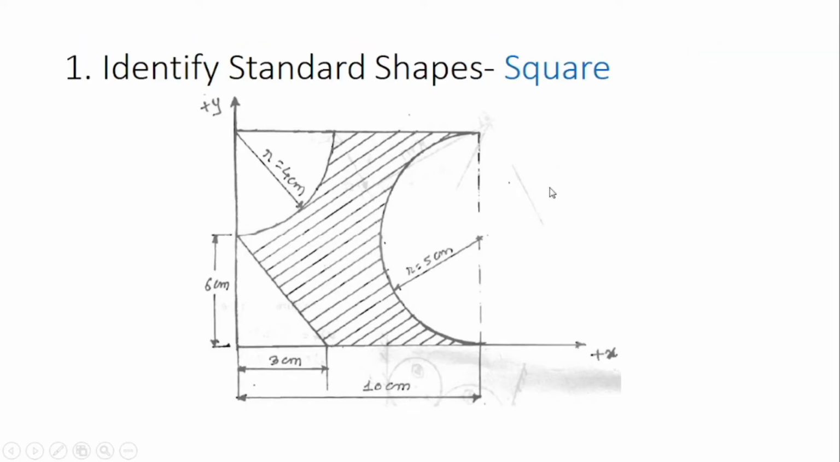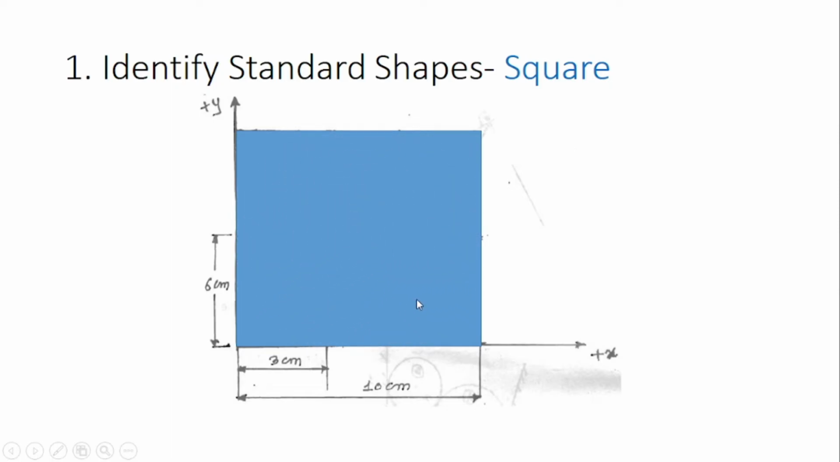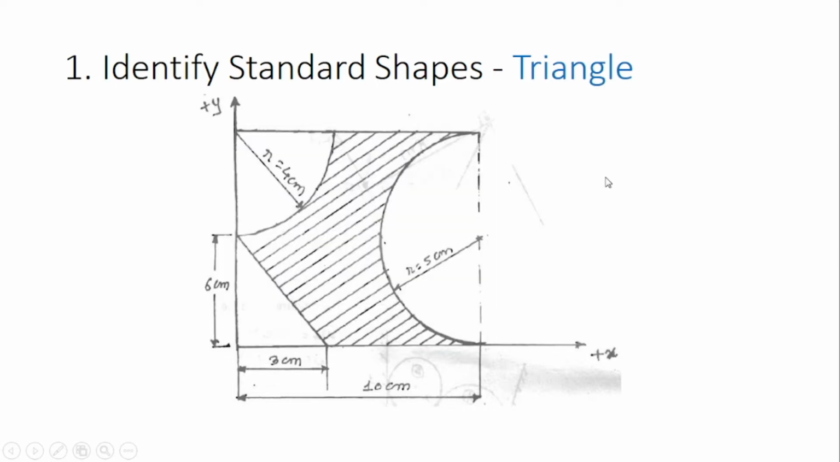So we'll start with step 1, that is identification of the standard shapes. The first shape that is visible is a square. This complete figure is enclosed in a square. The base of this square is 10 centimeter and the height is 10 centimeter. The second shape is a triangle. We should subtract this triangle from the square to get the required shape.